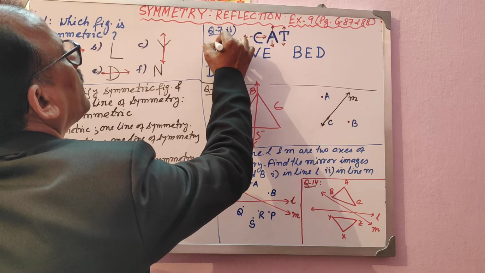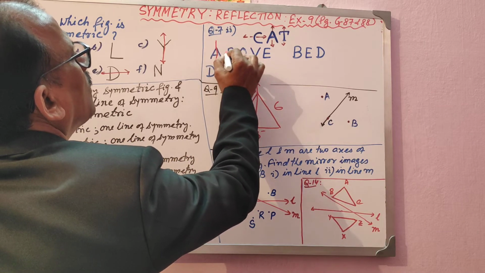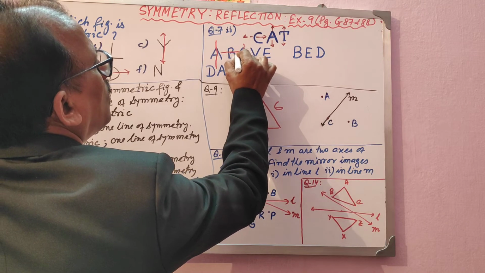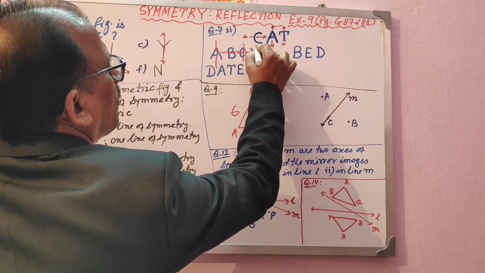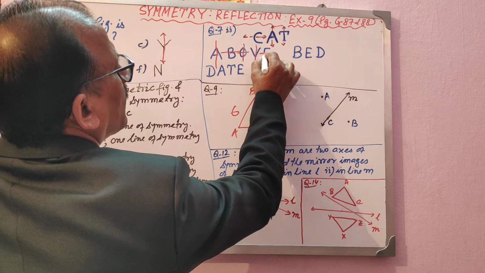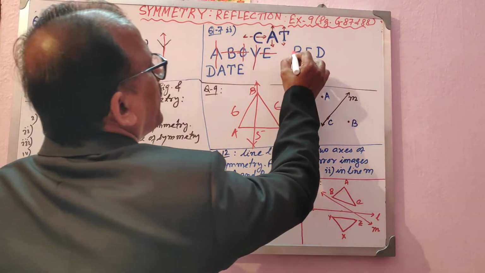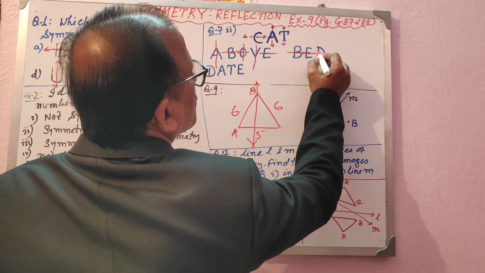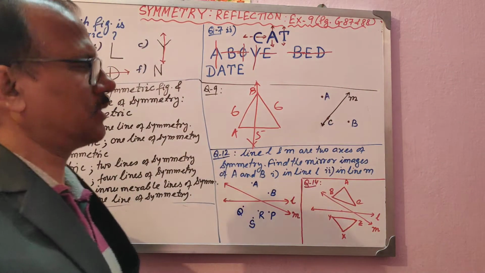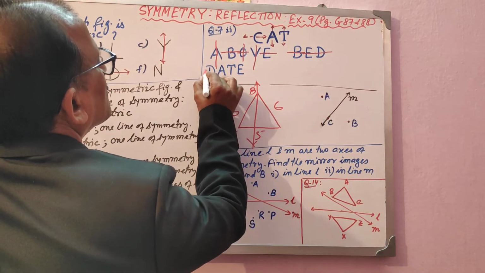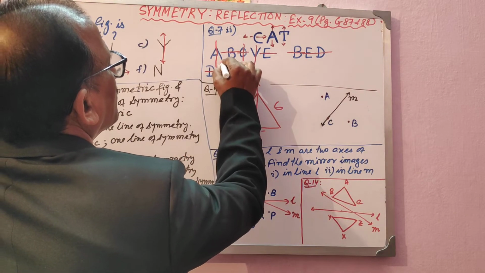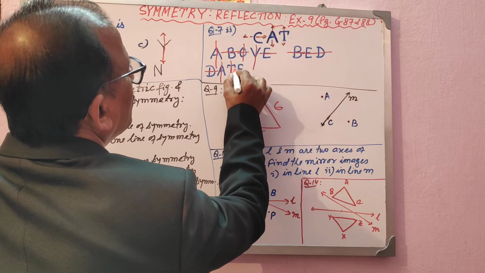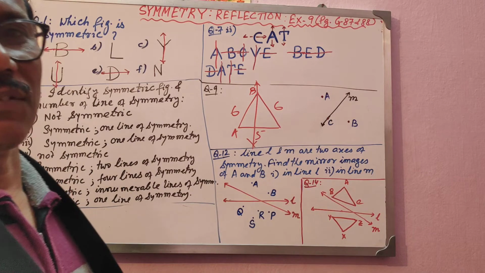See, 1 line of symmetry for A, 1 line of symmetry for B, 2 lines of symmetry for O, or 1 line. Then V 1 line of symmetry, E 1 line of symmetry. I have taken the word BED. B 1 line of symmetry, E also will have 1 line of symmetry, D also will have 1 line of symmetry. So DATE, say here 1 line of symmetry, A will have like this, T will have like this, and E will have like this. So you can very well do it.